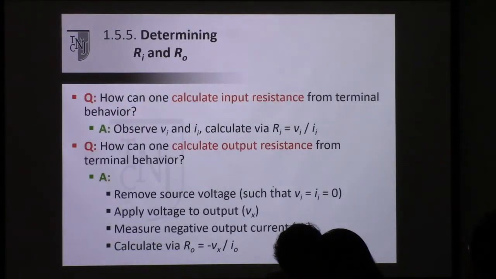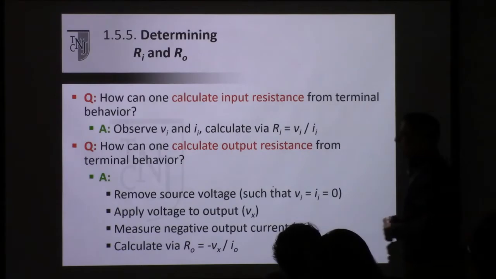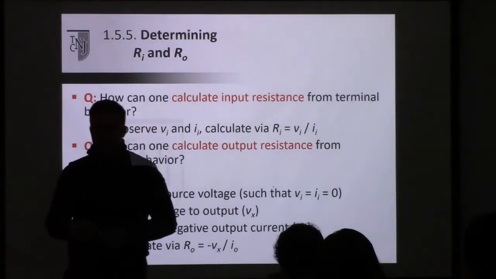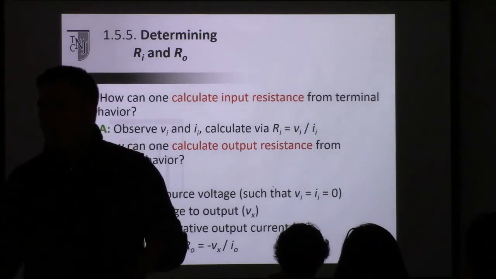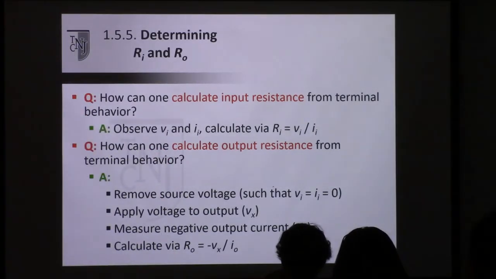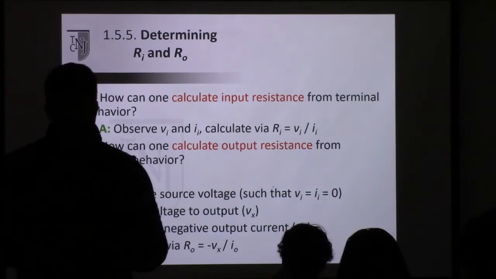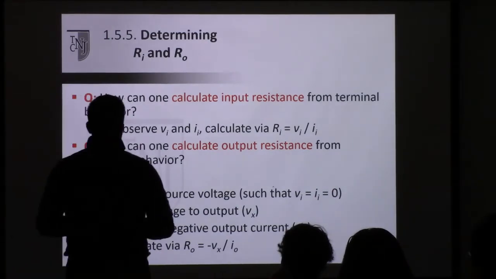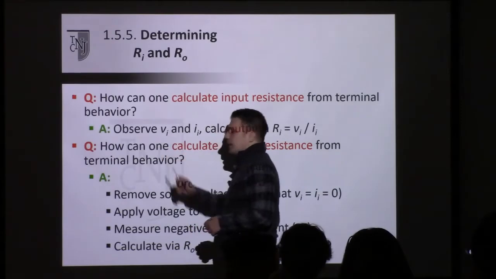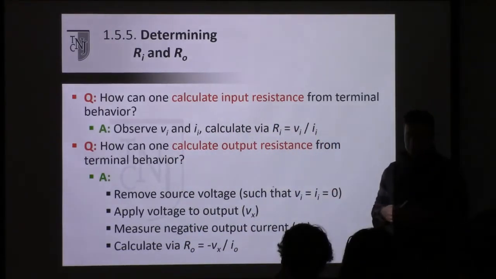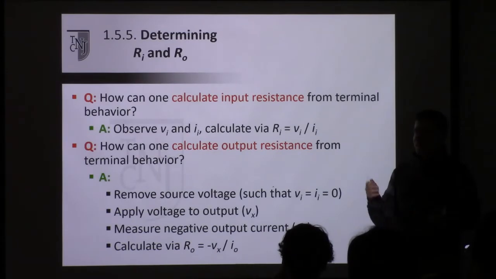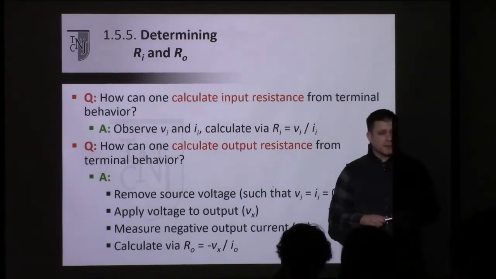Okay, the next topic we're going to talk about is determining RI and R out. So RI and R out may not always be defined by the data sheet. So what do you do in the case where it's not defined? You can actually measure it, you can observe it pretty easily. So for example, if you want to calculate the input resistance at the terminals, and this goes for any device, you can apply an input voltage and simply measure what the input current is, divide one by the other, and that'll give you your input resistance.